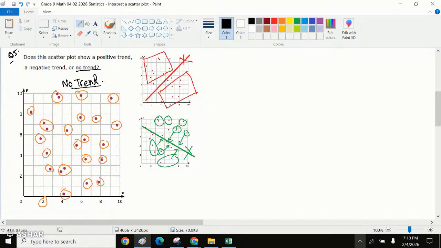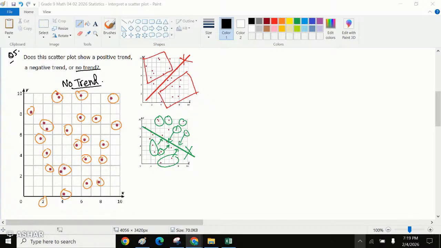No trend means the variable x is not affected by the variable y or vice versa, right? These two variables do not affect each other. That means there is no trend, okay? Do we agree? Because there is no obvious pattern over here, okay? Let's move ahead to the next question.